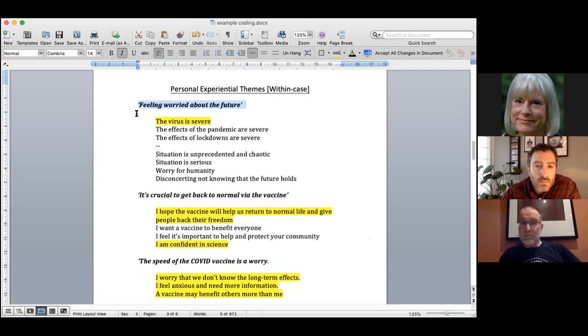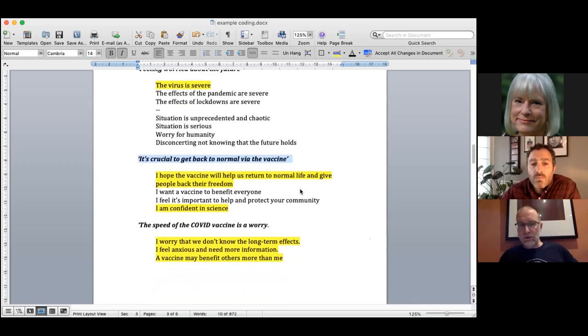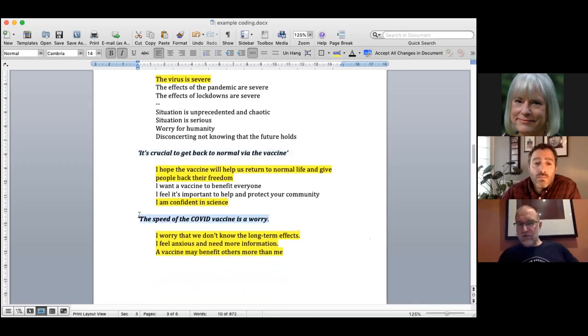So there's 3 example categories here, and in the highlighted bits, you can see the experiential statements from the previous page. So you can see they're not all ending up in the same place. We've got one which is feeling worried about the future, one which is to do with feeling hopeful about getting back to normal, and one which is to do with worrying about the speed of the vaccine development. Although they want the vaccine to be safe and effective, they're also worried about whether it's been produced too quickly.